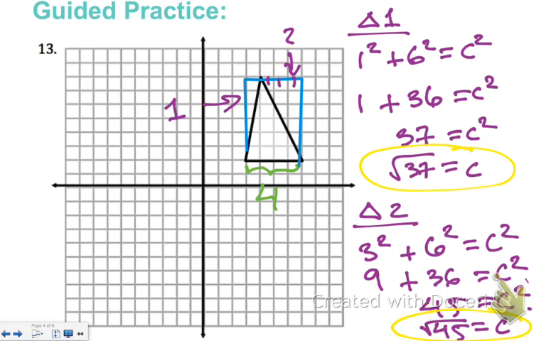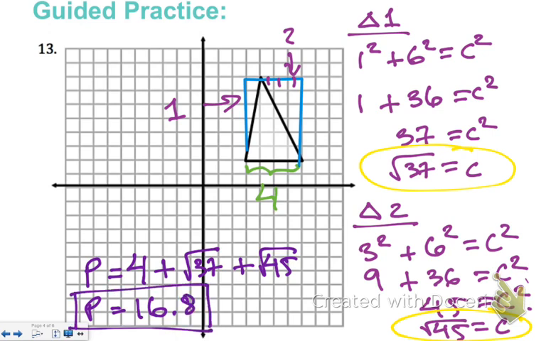Again, in our calculator, to find the perimeter, we need to add all 3 sides. We were able to count out that the base is 4 units. We found the second side to be the square root of 37, and the third side to be the square root of 45. Go on ahead and plug that into the calculator and round to the nearest tenth. Okay, and we get 16.8 for the perimeter in number 13.